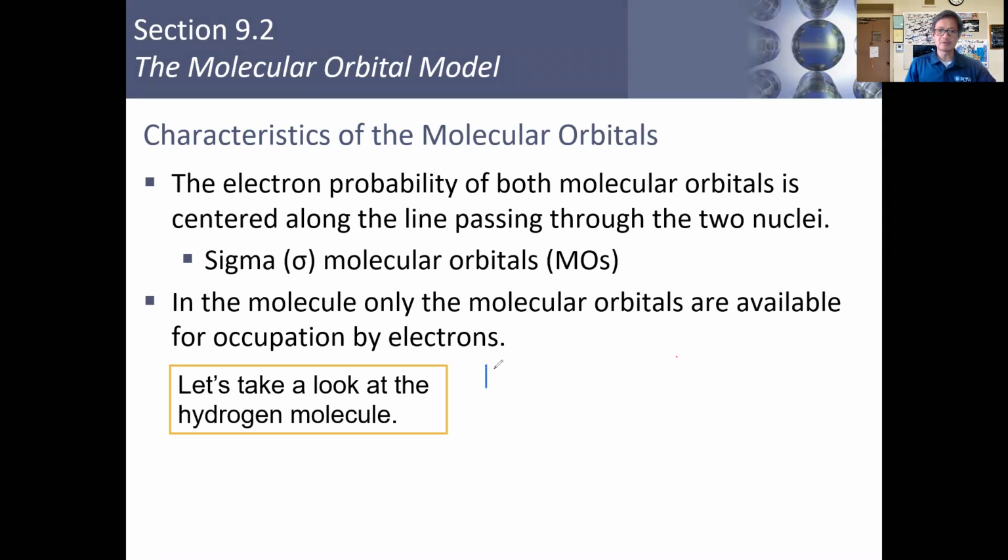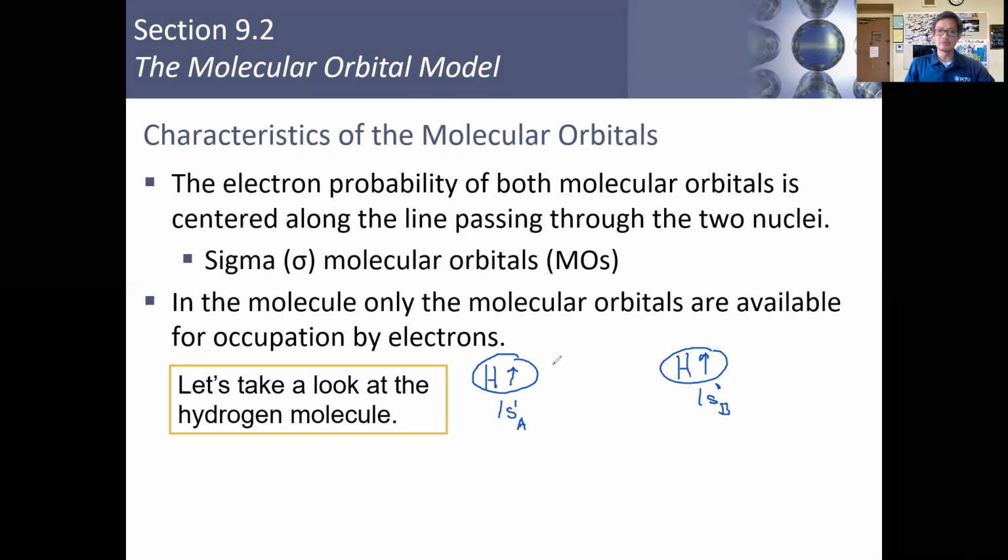We're going to look at what happens when one hydrogen comes together with another. Remember, one hydrogen has an electron in its 1s orbital. We'll call this hydrogen A to distinguish it. We're going to see what happens when this hydrogen comes together with this hydrogen, with its one electron in the 1s orbital. We'll call this hydrogen B.